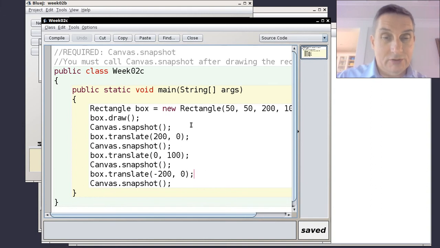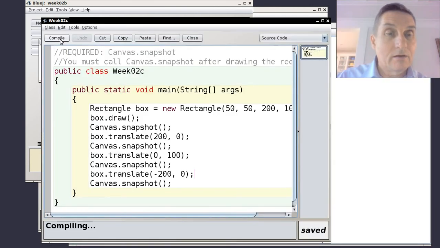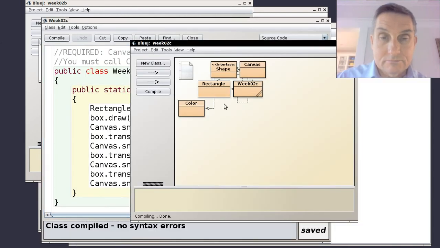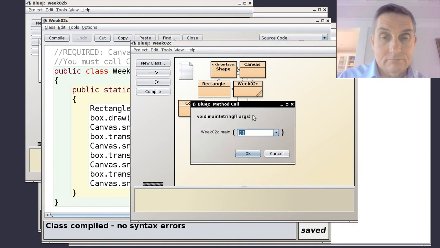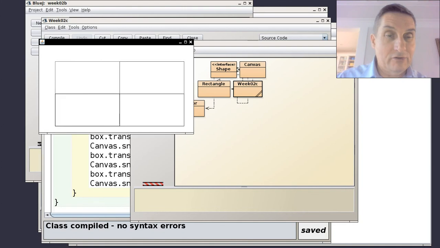So we have a call to snapshot in between just so that it looks prettier. Let me run this. And when you run this locally, it actually makes a little pause in every call to snapshot so that you can see the picture develop. When you run it on the server, of course, you only get to see the final result.